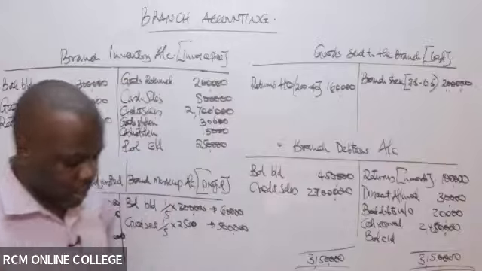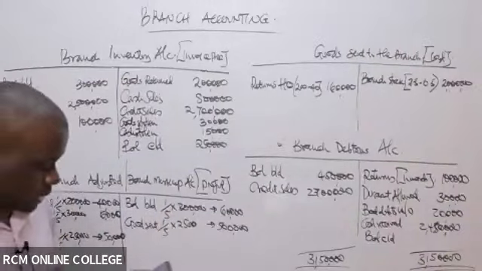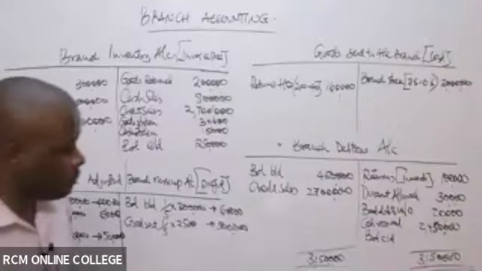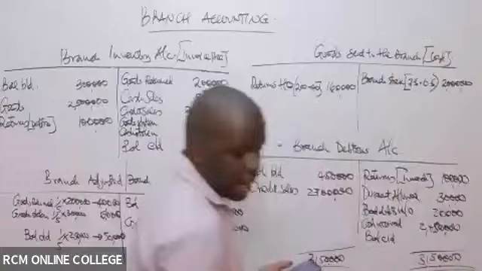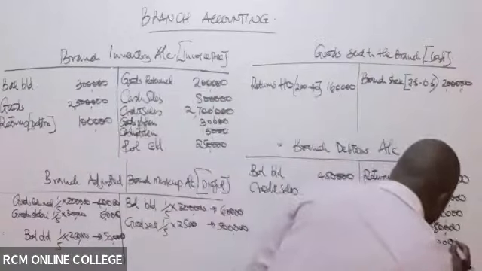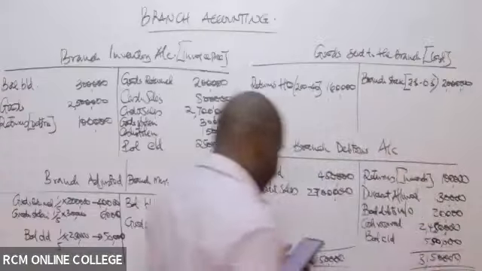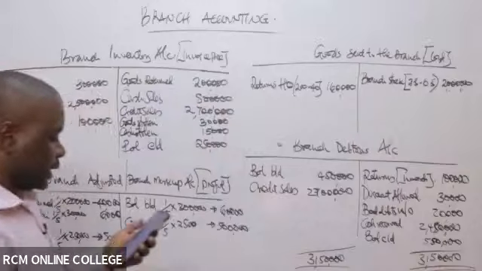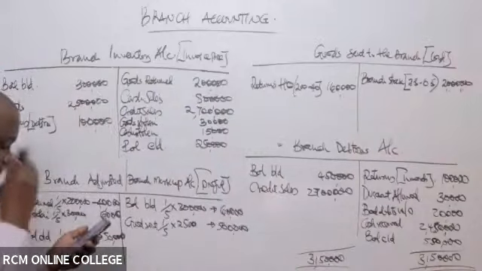Balance carried down you're getting here for the branch debtors. So you're getting an amount of, I can see you're saying, 550,000. So 550,000. It is actually correct.